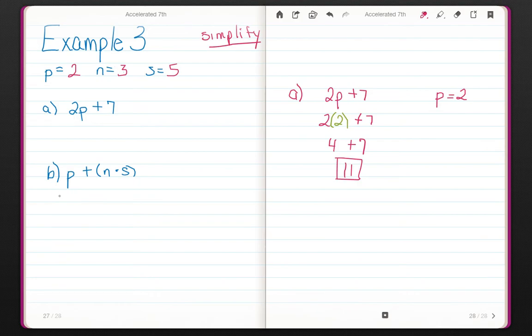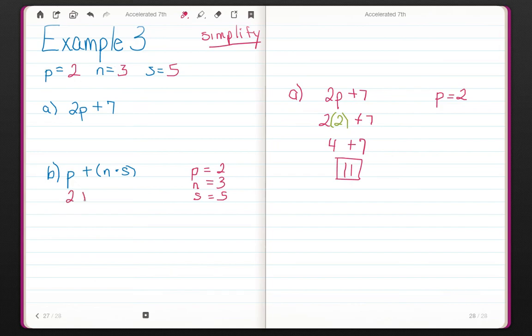So if I were to do this for problem B, I would do the same thing. I'm running out of room though, so I'm going to just put it over here. P equals 2, N equals 3, and S equals 5. So I'm going to rewrite the original problem, which I've already written on my paper, and now I'm going to substitute 2 plus 3 times 5, and now I solve according to the order of operations. 2 plus 15 equals 17.